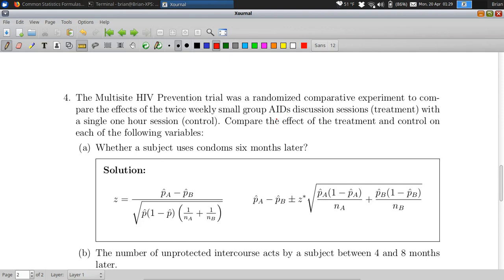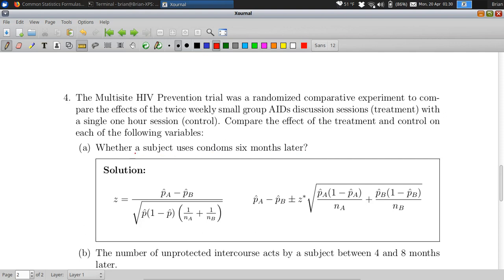So they actually did a study about this. And the first question they ask is, we're going to use the two groups and we're going to compare the effect of the treatment and the control on each of the following variables. So in part A, the variable is whether a subject uses condoms 6 months later. So whether they're doing safe sex.